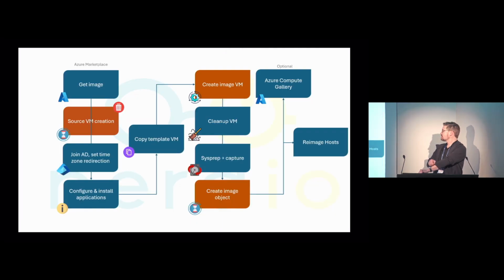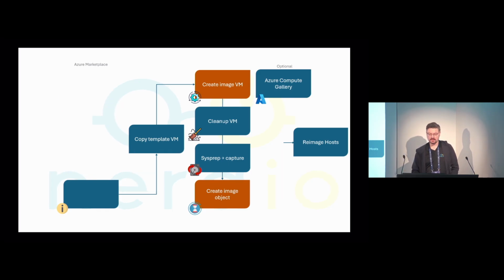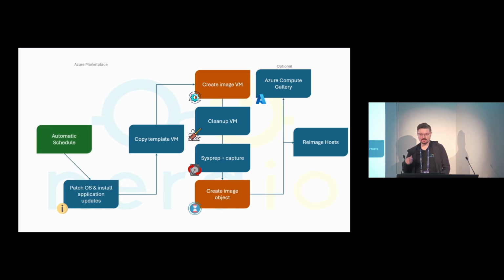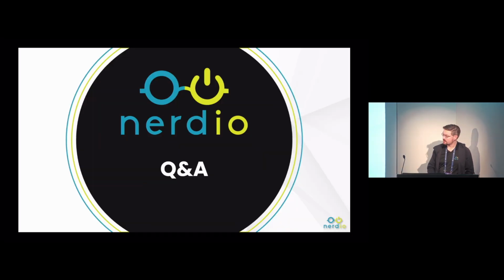Just to recap, this is the actual process. So we're going down from that initial creation of the image, we're creating the source VM, configuring the applications, then we do the copy, we create our image VM, clean up, sysprep. That's your initial use. From then on, we're replacing all of that first section with our automations. So you're automatically pushing out the patches, automatically pushing out your application updates, copying it, re-imaging, pushing to compute gallery if you want, and that's pretty much it.